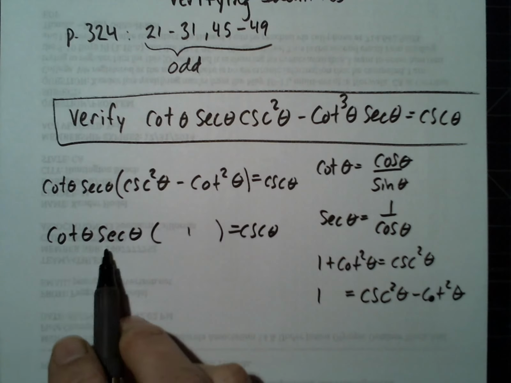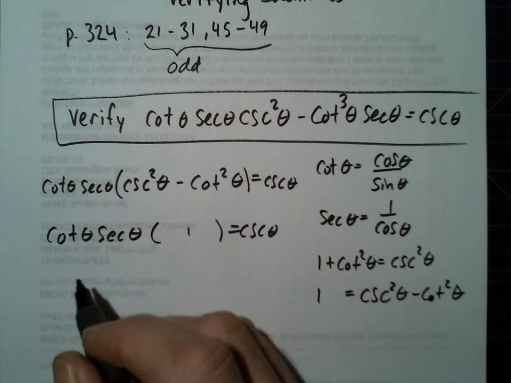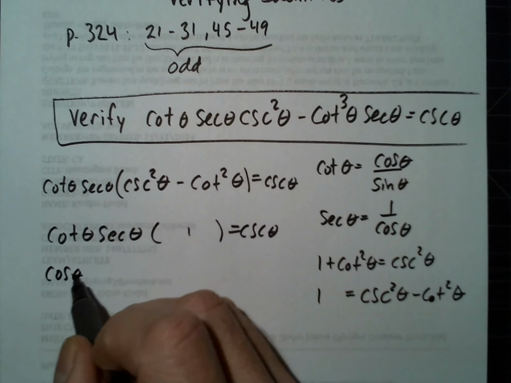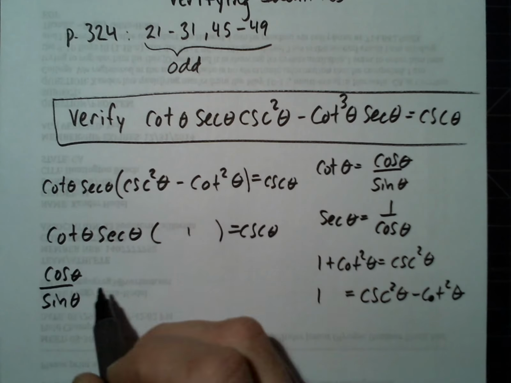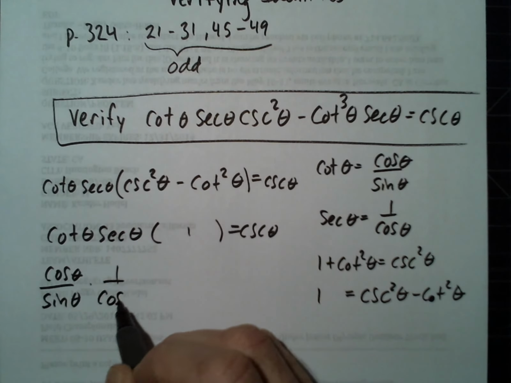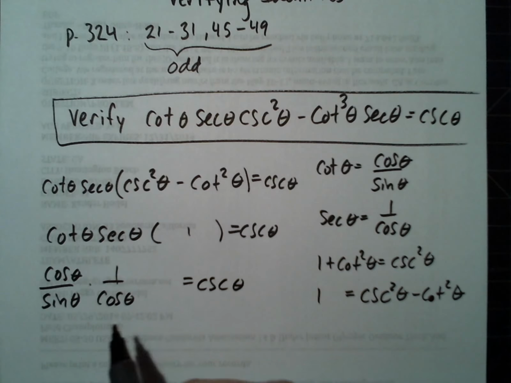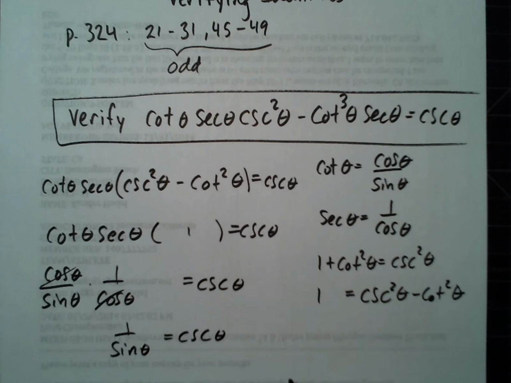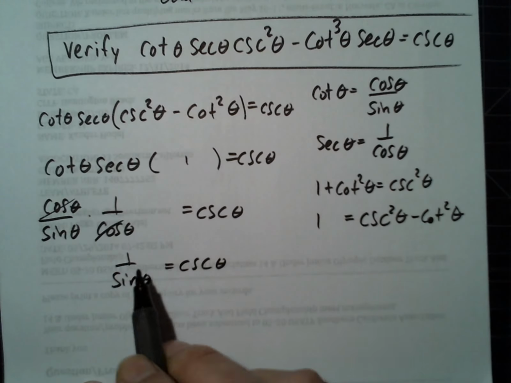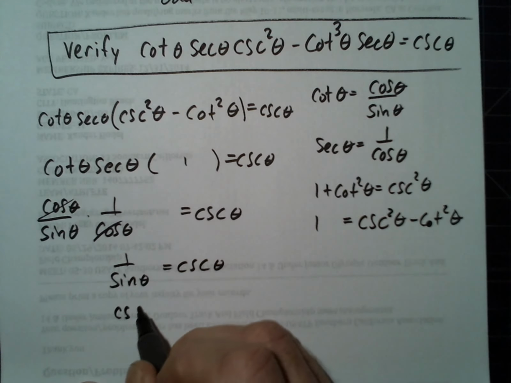Now let's look at cotangent and secant. Cotangent we could replace with cosine over sine. Secant is 1 over cosine. And 1 over sine, we didn't write that down, but that equals cosecant.